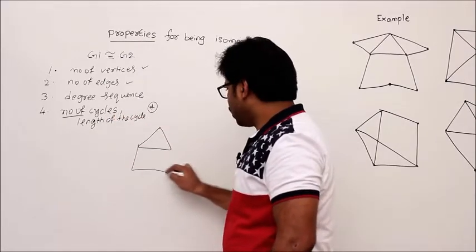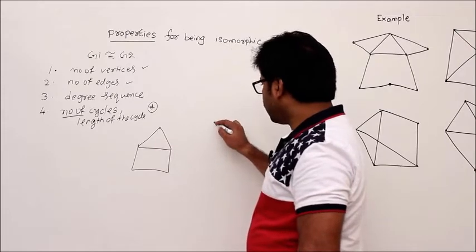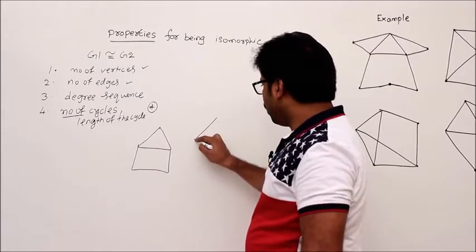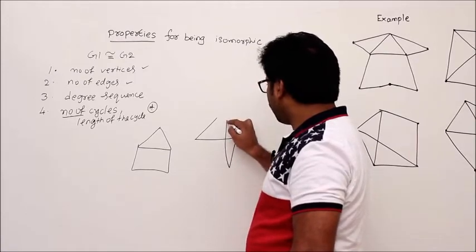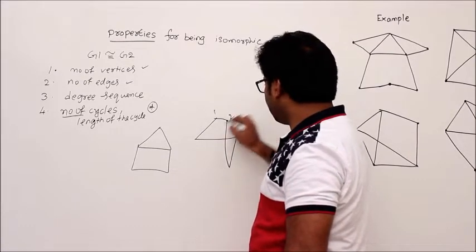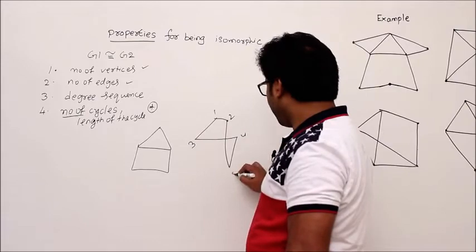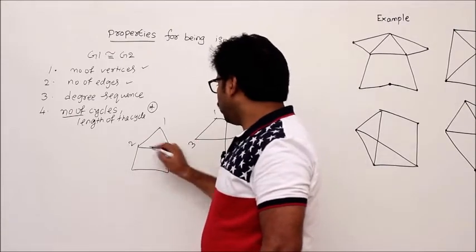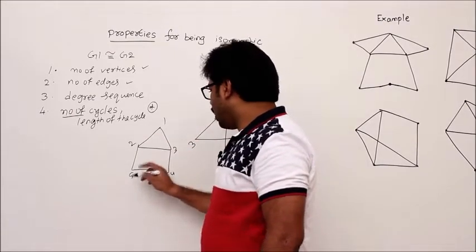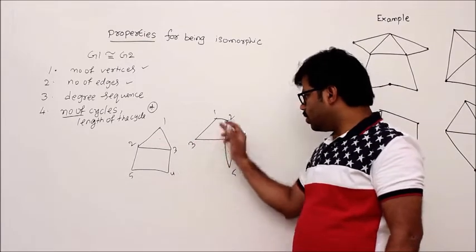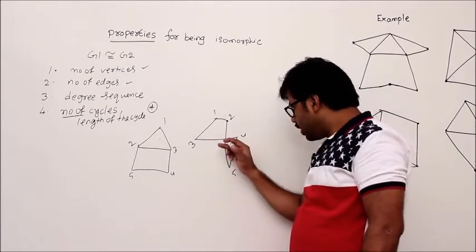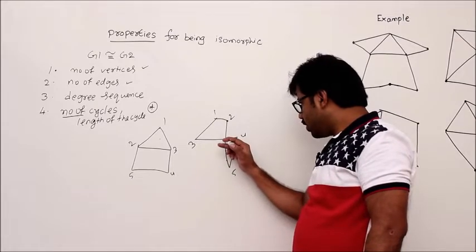Second one, with 5 vertices, let me draw in a different way. 1, 2, 3, 4, 5, like this. They give it like this: 1, 2, 3, 4, 5. 1, 2, 3, 4, 5. And are they the same? Are they isomorphic? See, there is a triangle. Here there is no triangle. Don't say that this is a triangle because this is not a vertex, right?